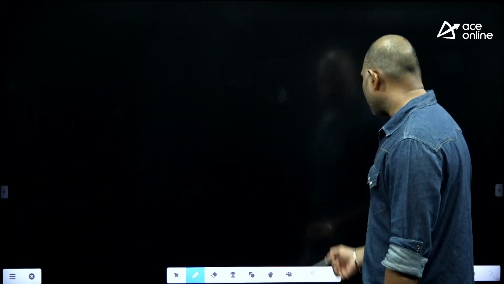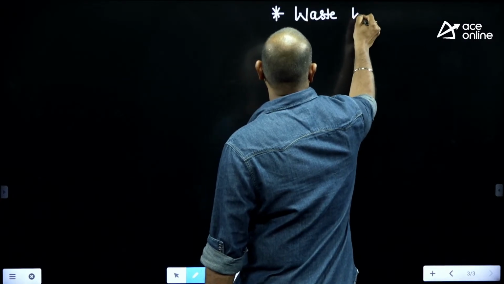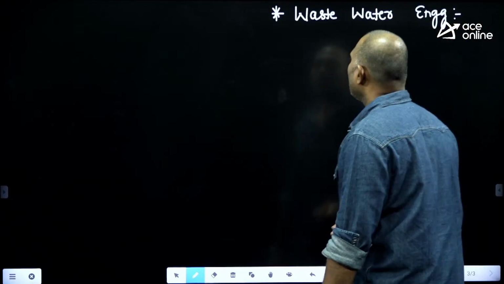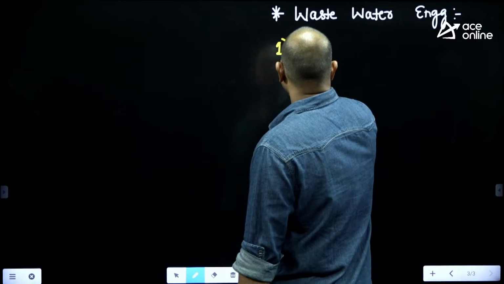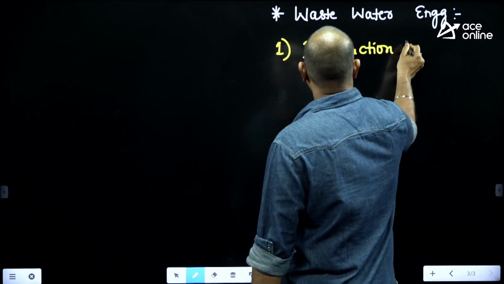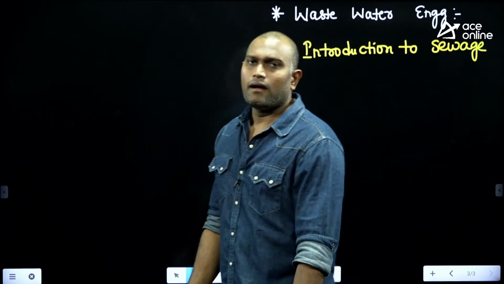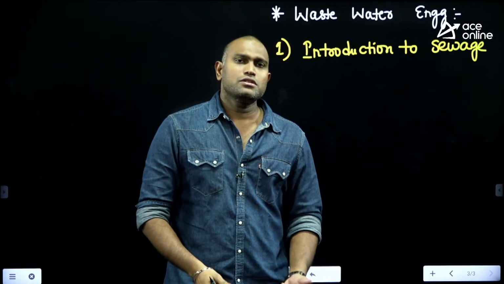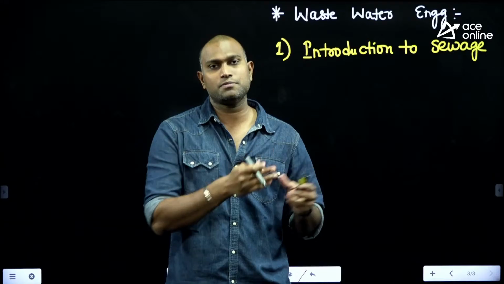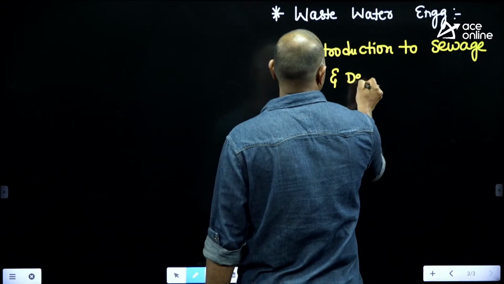And next, if you see the wastewater engineering, again there are a lot of topics. So the first one, introduction to sewage, which is dry weather flow and wet weather flow. What are the different types of wastewater that we produce from the community? So industrial and storm wastewater, and how we are going to collect them and how we are going to dispose of them. That is the introduction. Next, design of sewers.